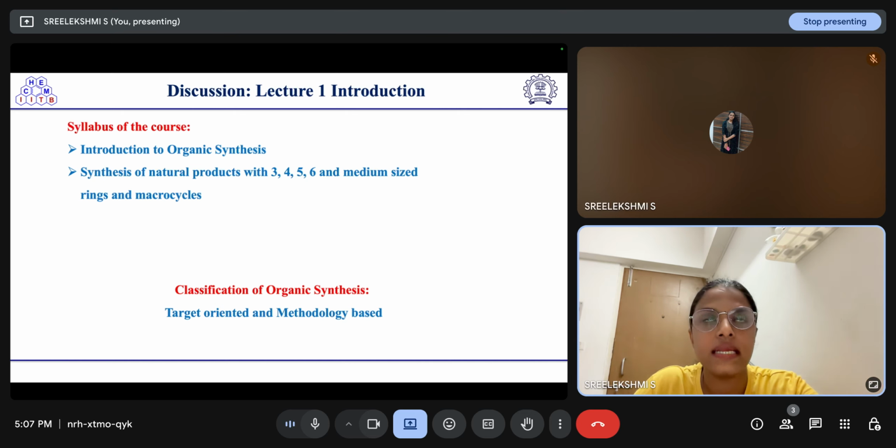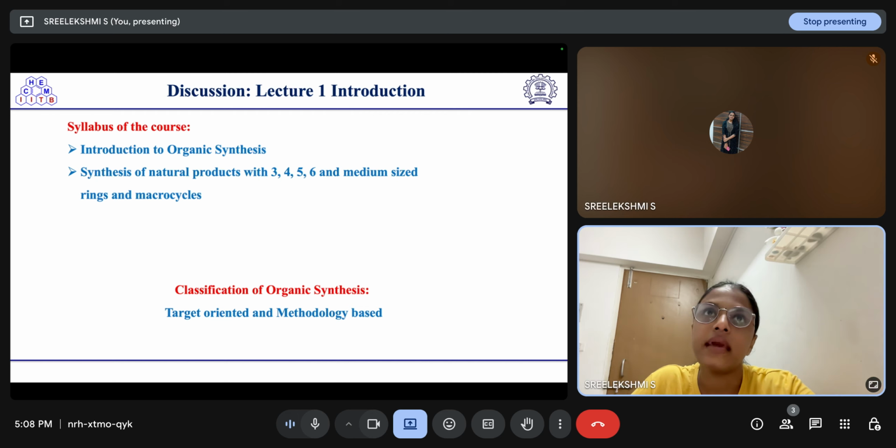Whatever reagents or catalysts we prepare, what are the utilities of that reagent, what are the limitations of that reagent, where all these reagents can be applied, and where they could not be applied. These things we will be studying in methodology based synthesis.